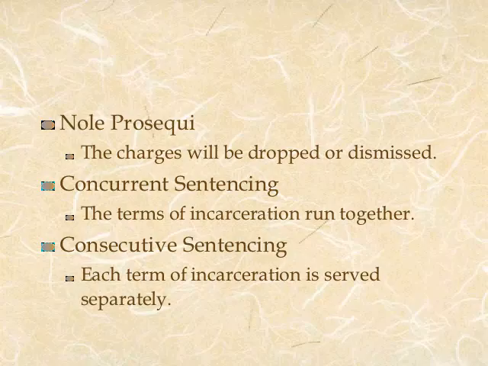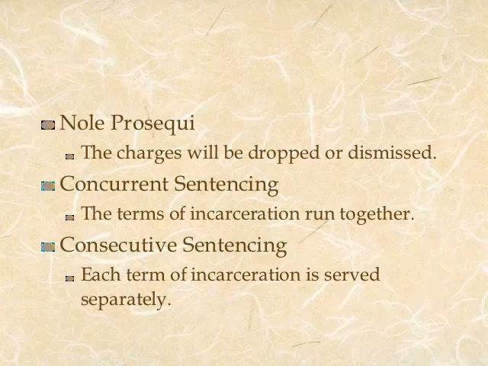Nolle prosequi, which we'll talk about a little bit later, says that charges will be dropped or dismissed. Concurrent sentencing is when the terms of incarceration run together, meaning that if you get found guilty on a case where you're sentenced to 2 years, 3 years, and 5 years, you're only going to serve 5 years because the 2 years and 3 years will be within the 5-year term. They all start on the same day.